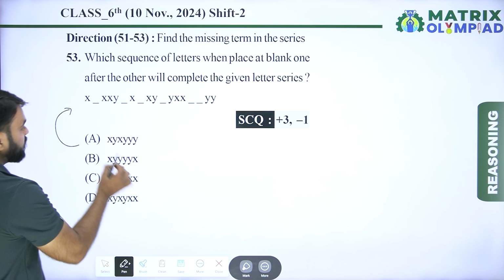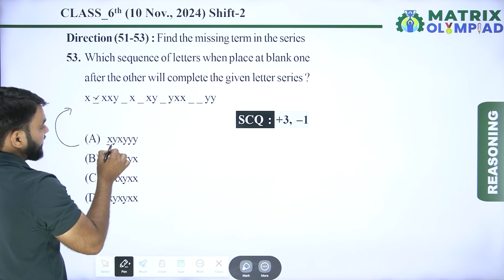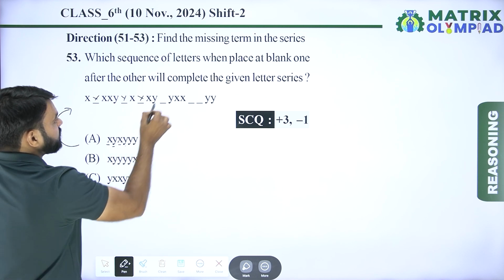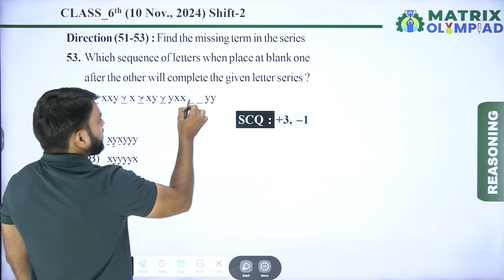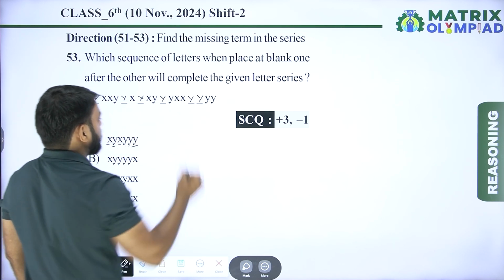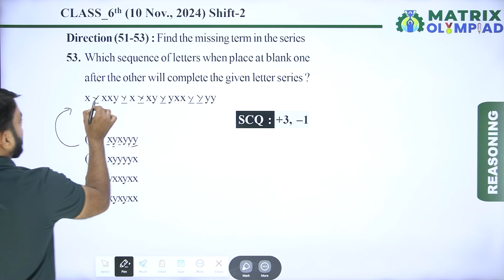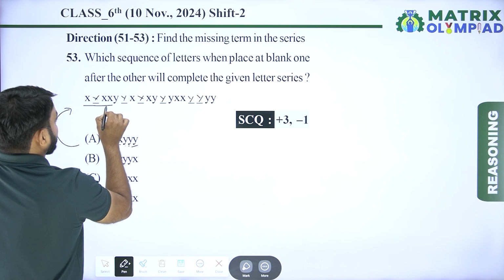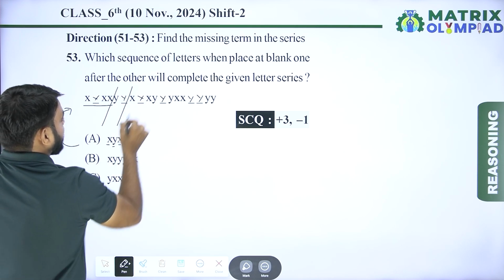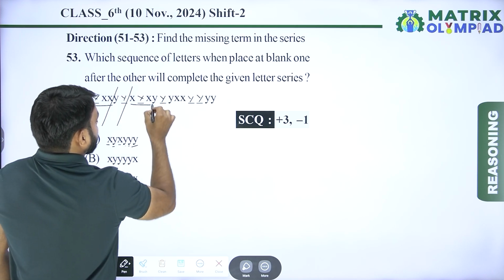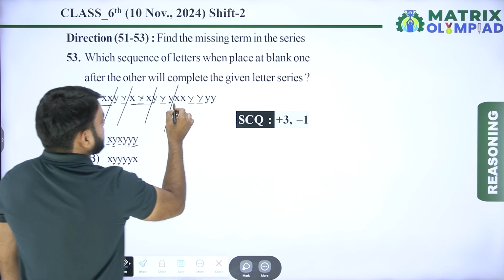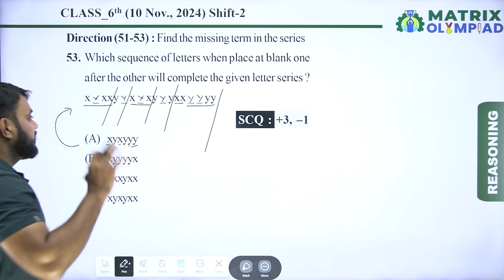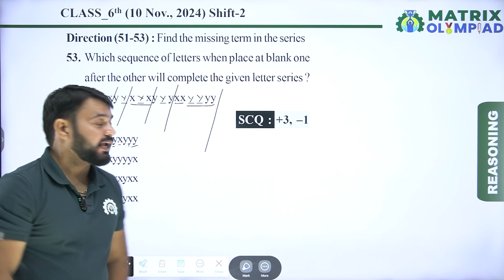According to option A, the first blank is X, the second blank is Y, the third blank is X, the fourth blank is Y, the fifth blank is again Y, and the sixth blank is again Y. So the pattern is X, X, X, Y, Y, X, X, X, Y, Y, X, X, X, Y, Y, Y. Yes, a defined pattern is found from option A.